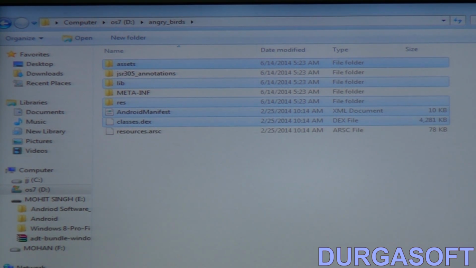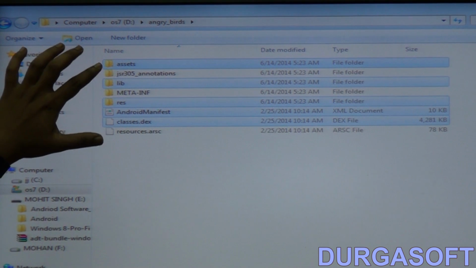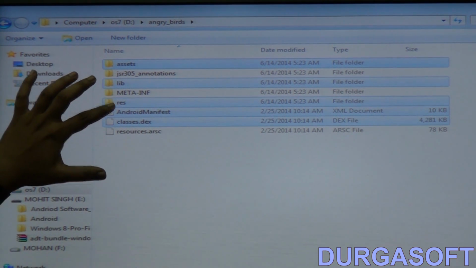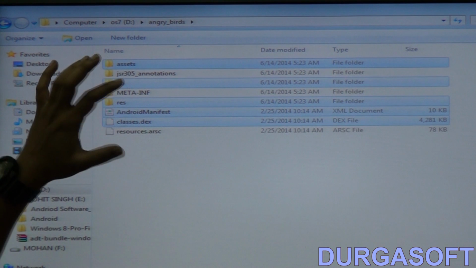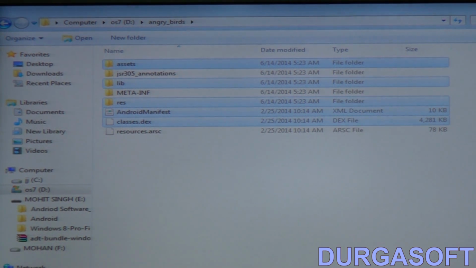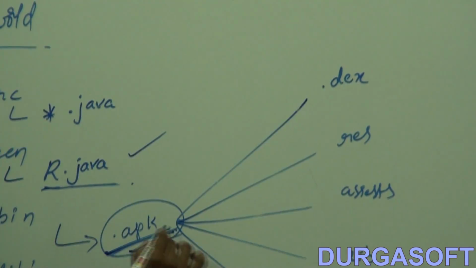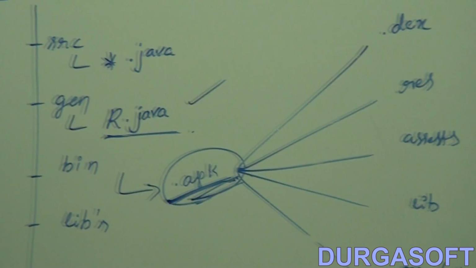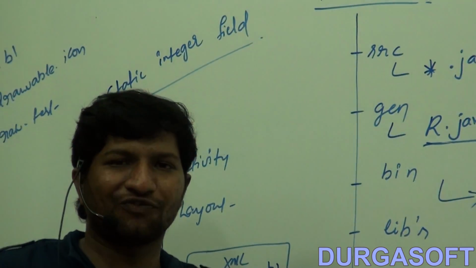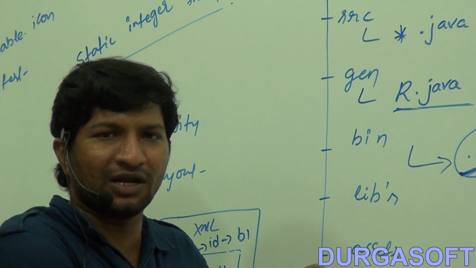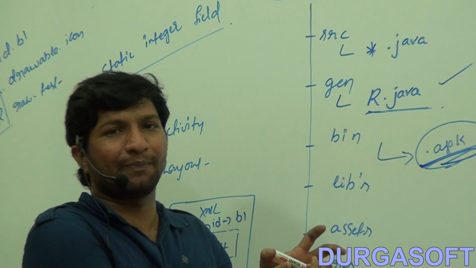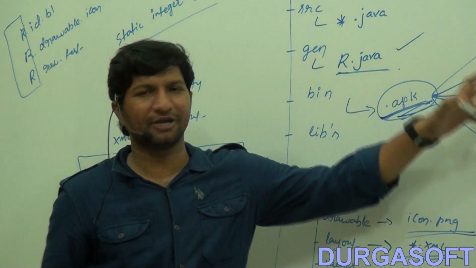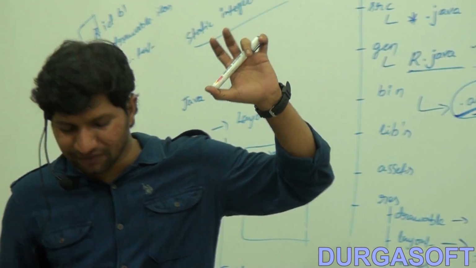So .apk consists of assets, lib, resource, manifest.xml file and .dex. This is the definition of an APK file, and practically we saw what an APK file consists of. We downloaded an APK file, we extracted it, and practically we saw what it consists of. So I'll explain once again.